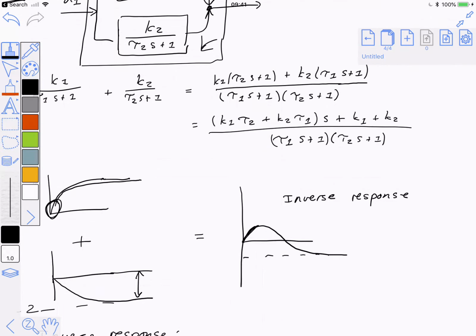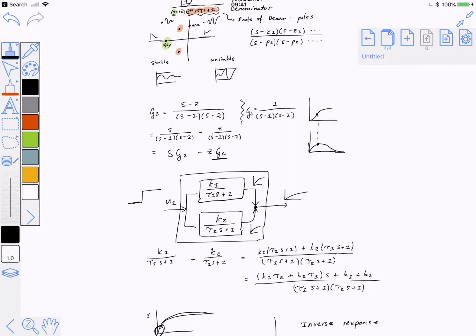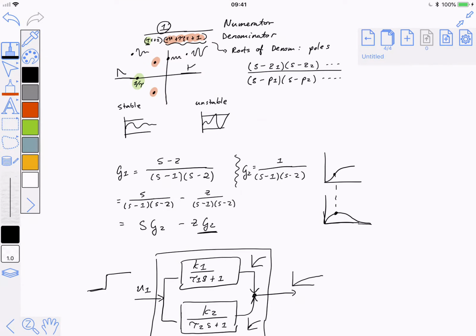Okay, so that's the first kind of thing of numerator dynamics. So qualitatively, a good way of thinking about numerator dynamics is this way that I've just explained. Remember that the numerator can always just be multiplied out, right? And so every time you multiply by s, you're taking the derivative.